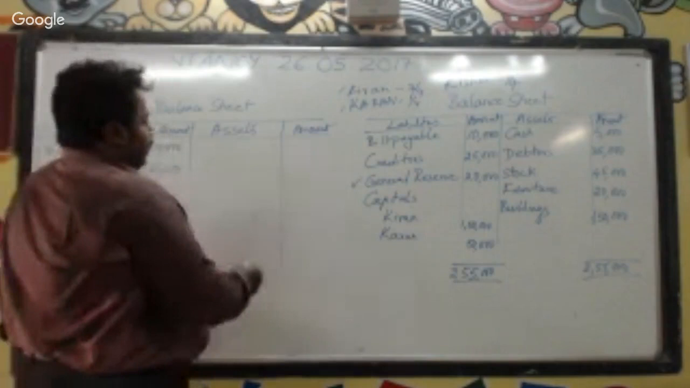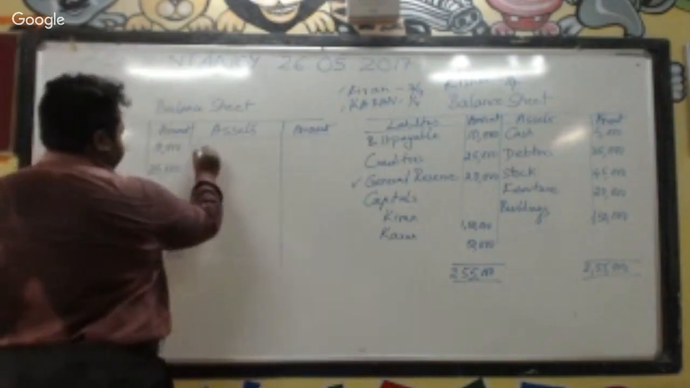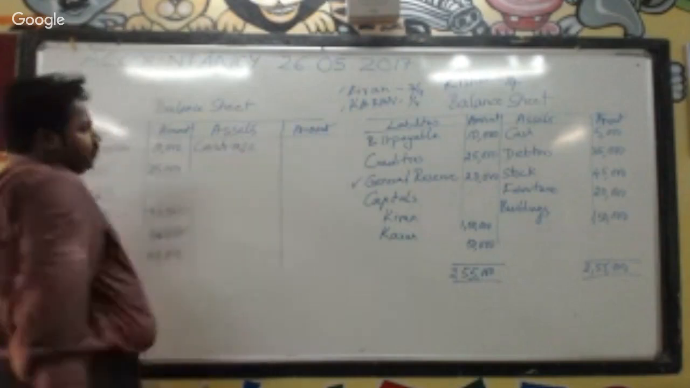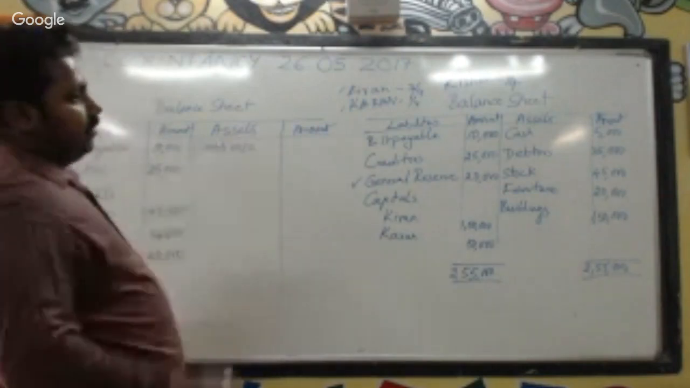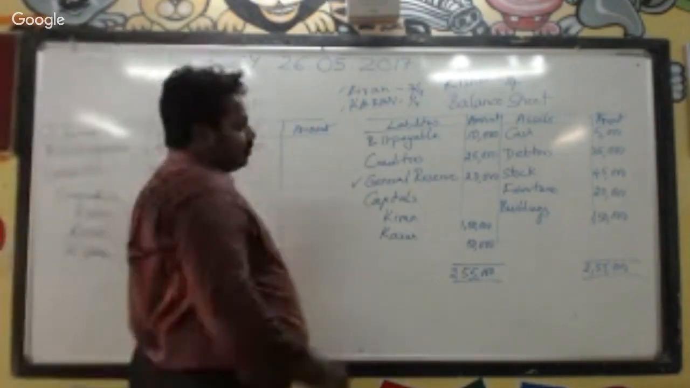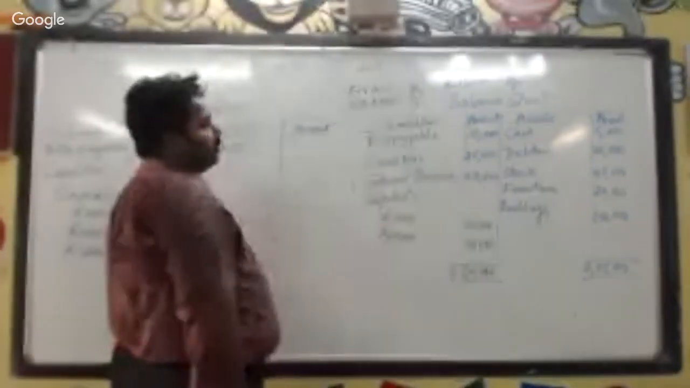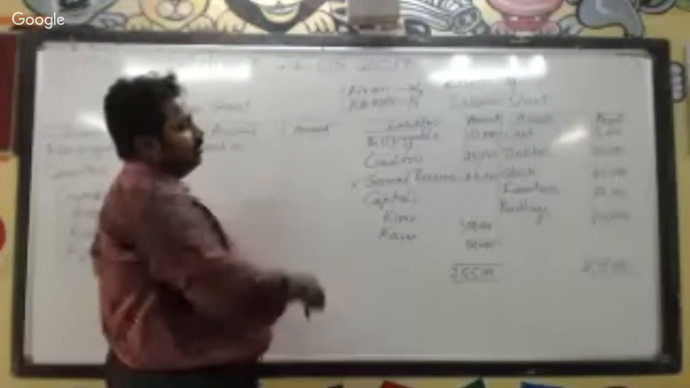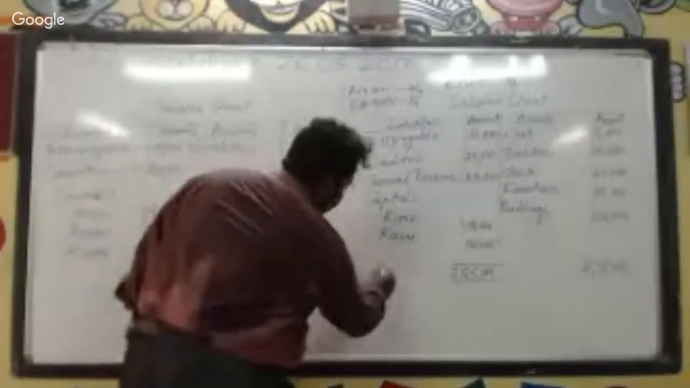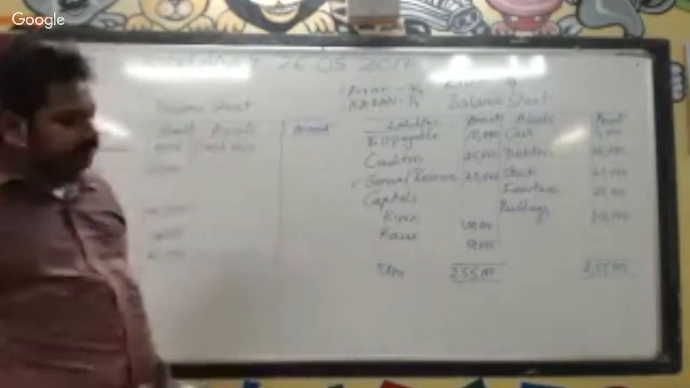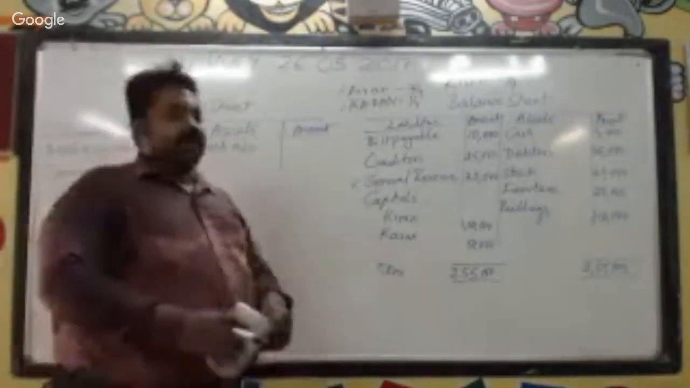Next, coming to the asset side. He has given cash. Yesterday we have done the cash account. Just I'll revise this cash account. How much is the cash? Before Kishore is entering into the business, the cash was 5,000. Do you agree?